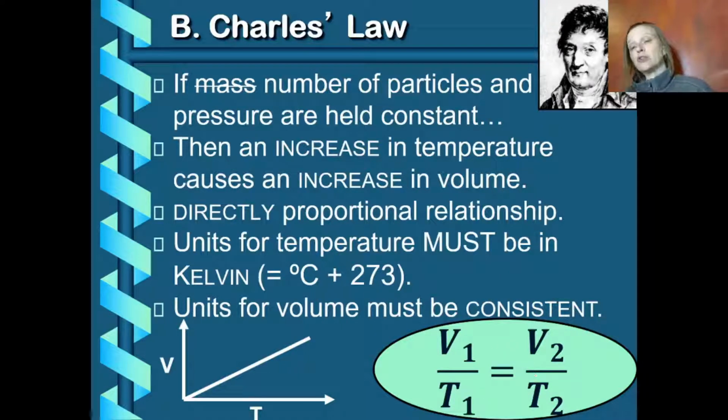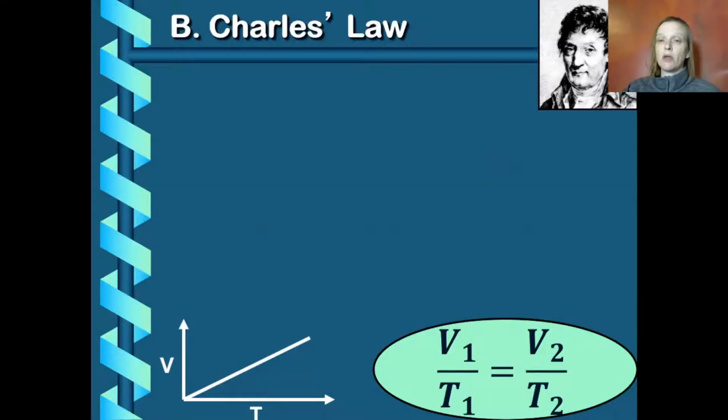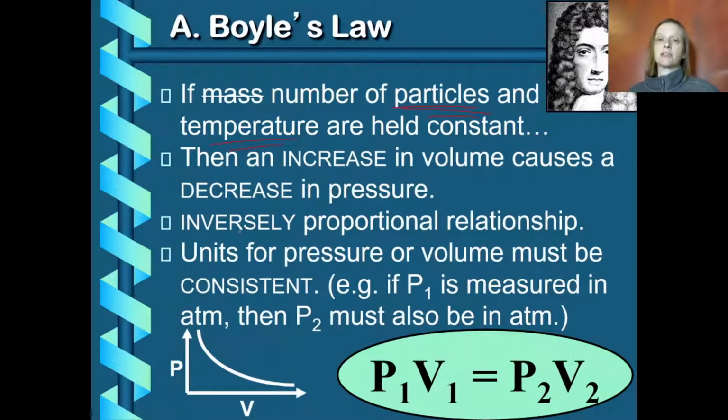When you divide by temperature, that temperature must be in Kelvin. If you're given degrees Celsius, you must convert it to Kelvin before trying to do this calculation. The units for volume aren't so important so long as you're consistent. If you use liters at the beginning, you'll get liters at the end. If you use milliliters at the beginning, you'll get milliliters at the end. Notice the difference between this and the previous slide. Here we've got a straight line, directly proportional relationship, as opposed to the previous slide, which had an inversely proportional relationship.